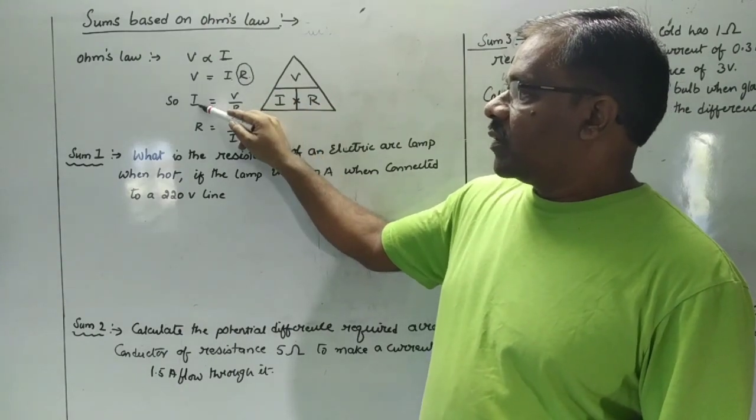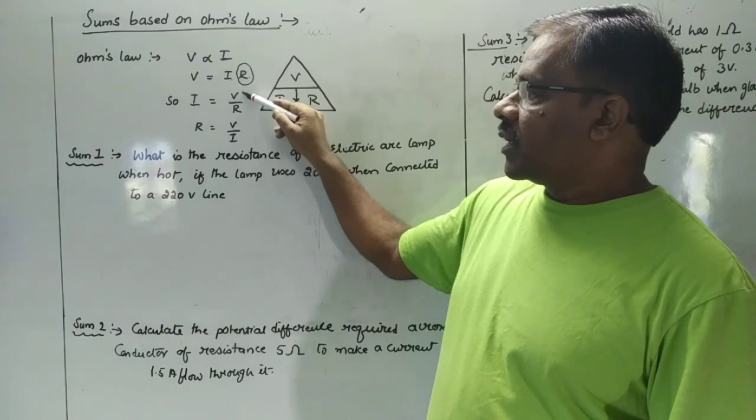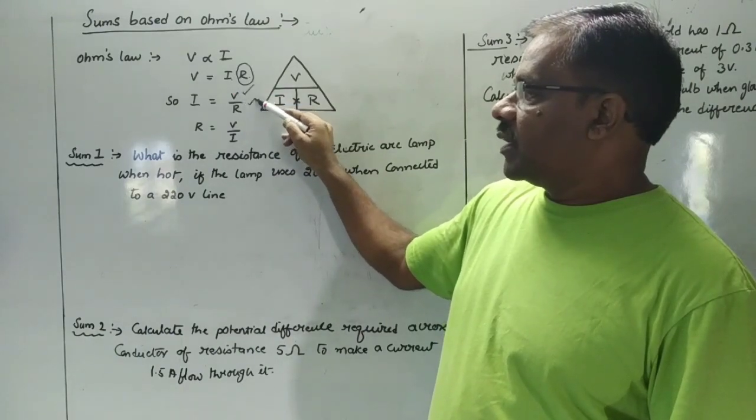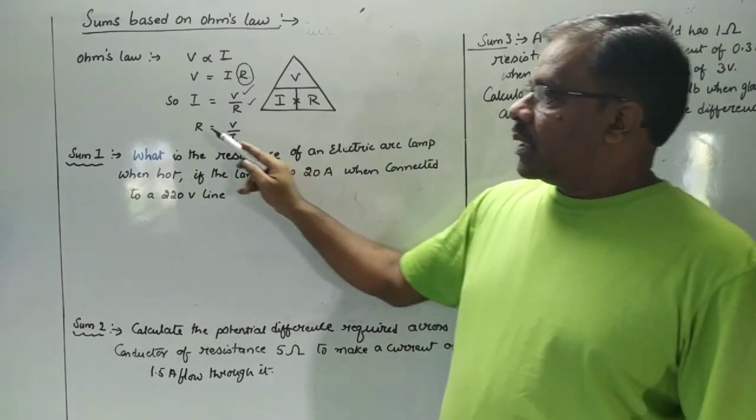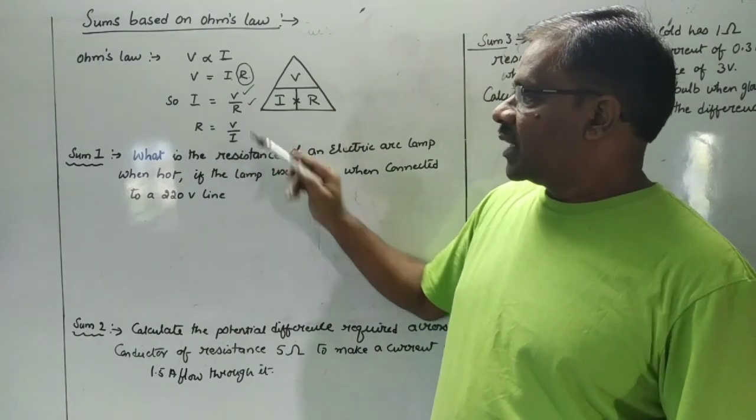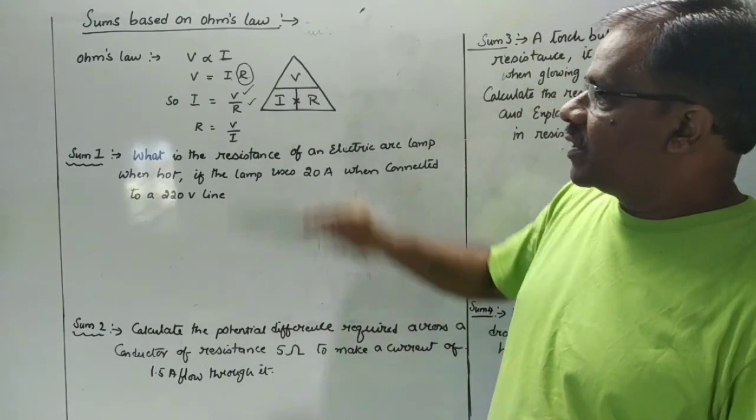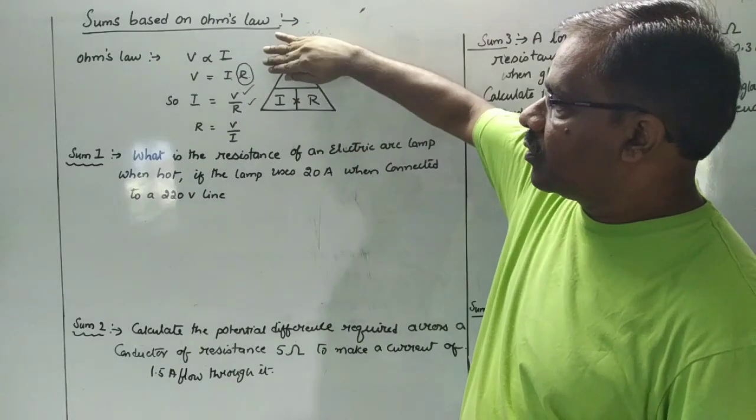Similarly, if you want to calculate current in the conductor, the formula comes out to be V by R, provided you are given the potential difference and you are given the resistance. Resistance can be found by using the formula V by I. For example, this simple triangle helps you in identifying the formula. Whichever quantity you need to find, you need to close that.